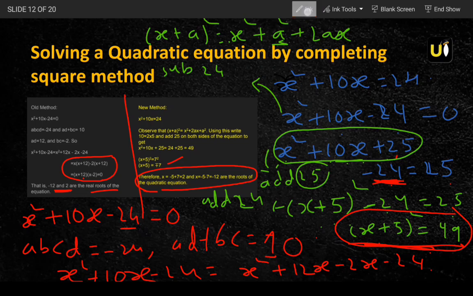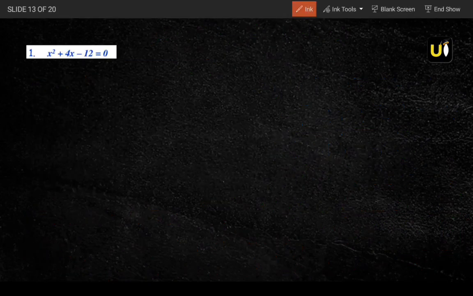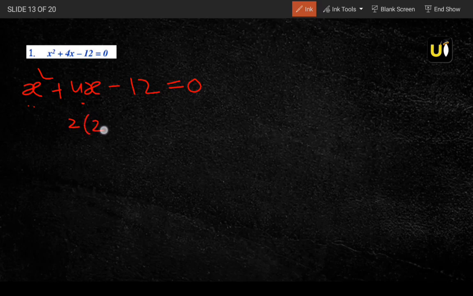See here, substituting 2 in this equation, 2 square is 4 plus 4 into 2 is 8. 4 plus 8 minus 12, that means 12 minus 12 is equal to 0. Similarly for minus 6, minus 6 whole square is 36 plus 4 into minus 6, that means minus 24. That means 36 minus 24 minus 12, that also will be equal to 0. So in this way we have to check whether the obtained solutions are correct or not. This is one of the methods to check.